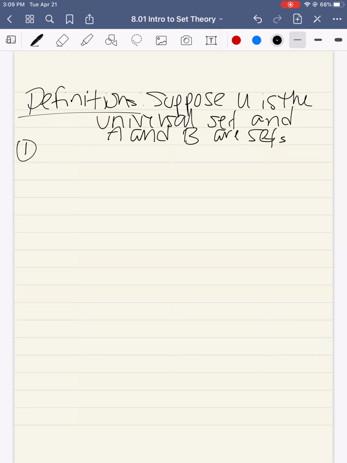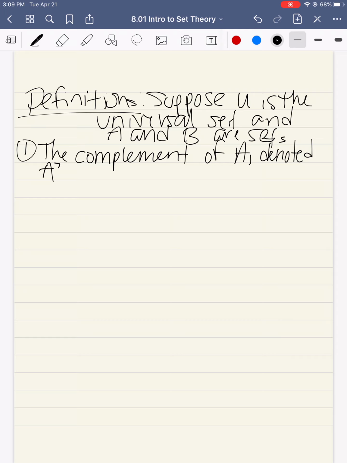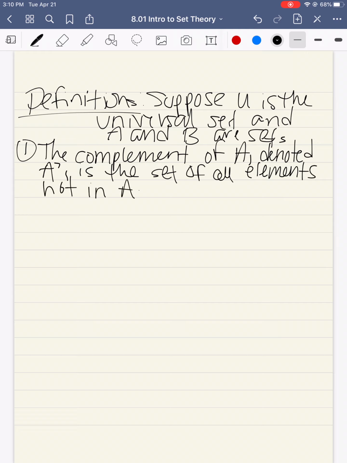So the first one here, the complement of A, and that is denoted with A prime, is the set of all elements not in A. So when we write this with our set notation, A prime is equal to the set of X such that X is not a member of A.